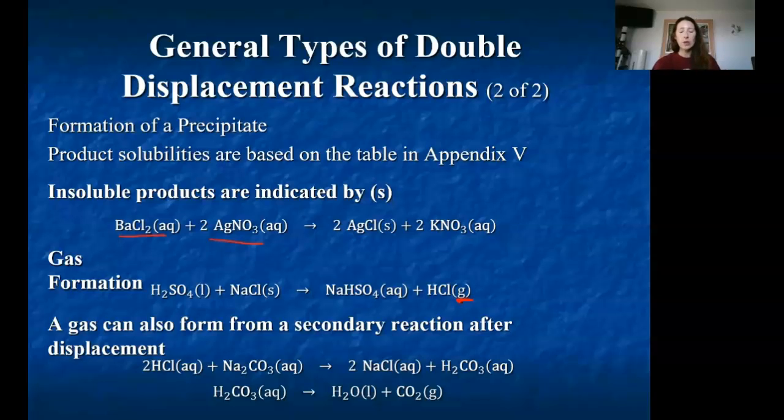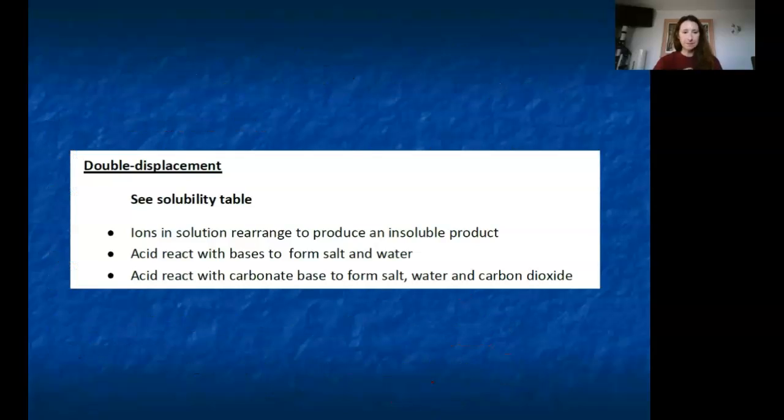And then we can have what's called a secondary reaction. And so here's our first double displacement. And this further breaks down into these two things. And again, forms a gas. So we're going to look at all of these reactions and figure out how we can determine what's going to happen. Okay, so here are your double displacements.